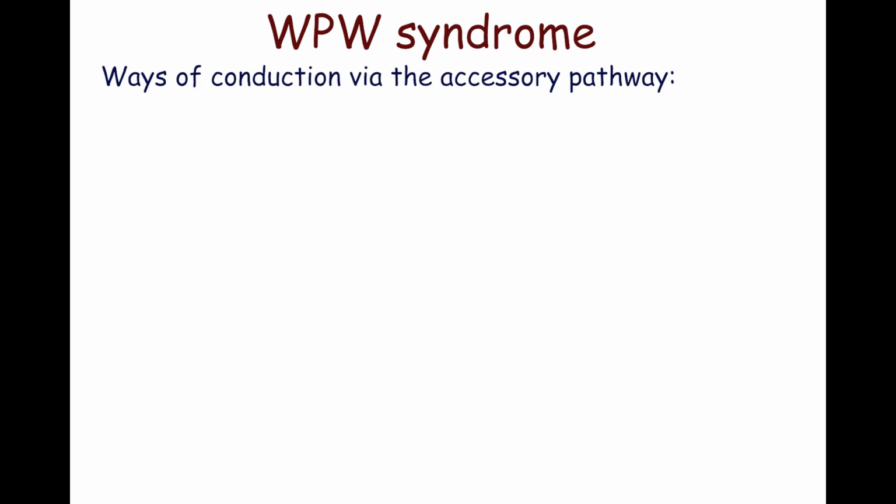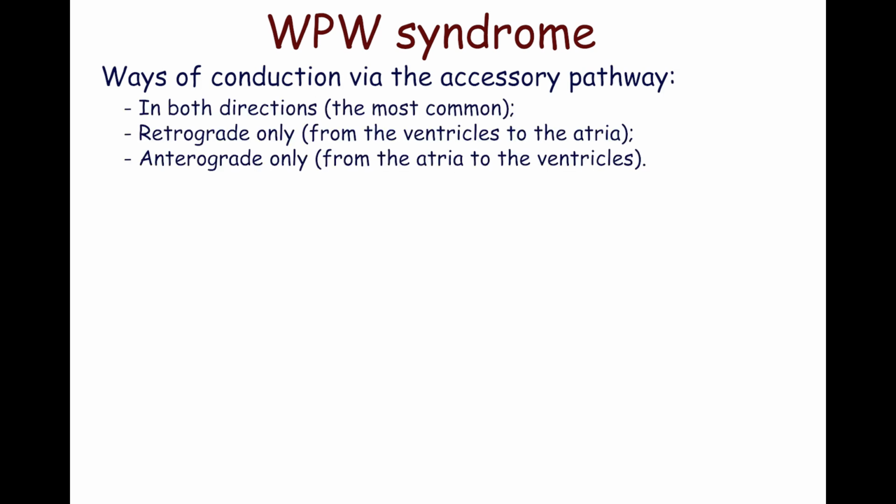There are three possible ways of conduction via the accessory pathway. In both directions, which is the most common. Retrograde only, thus, from the ventricles to the atria. Anterograde only, thus, from the atria to the ventricle, it's extremely rare.